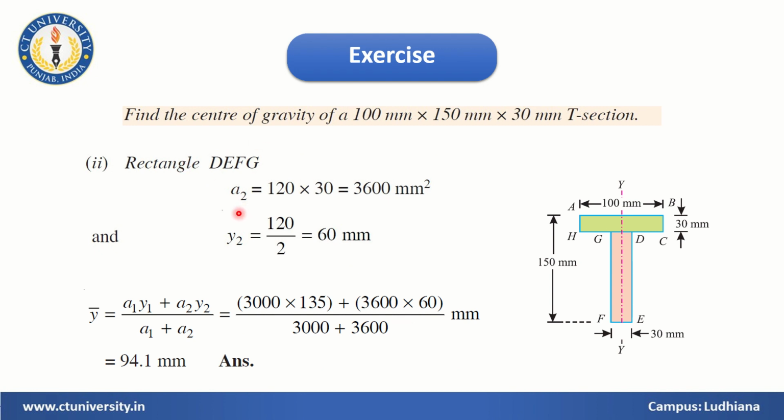Similarly, for the second rectangle, calculate A2, length into breadth, area, and Y2. Y2 will be, the center of gravity will be here. Okay. So this section will be 150 minus 30. So this length will be 120, and this half will be 60 mm. Okay. So that is your Y2. Now plug in your values, A1 Y1 plus A2 Y2 upon A1 plus A2. That will be your center of gravity, Y bar. Okay. This is symmetrical about this axis.